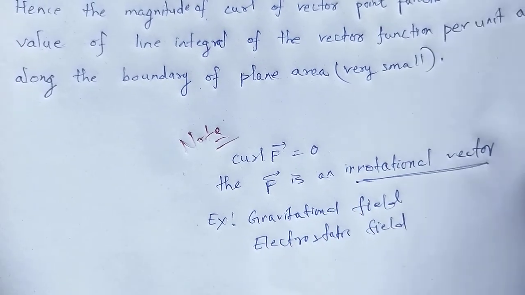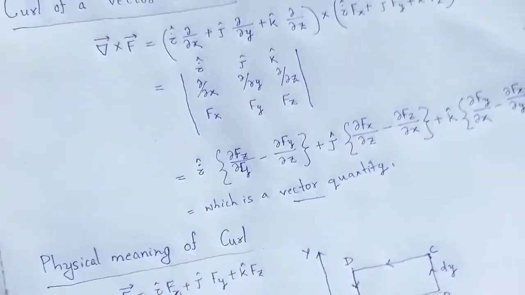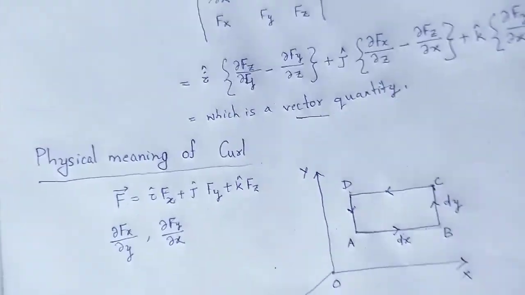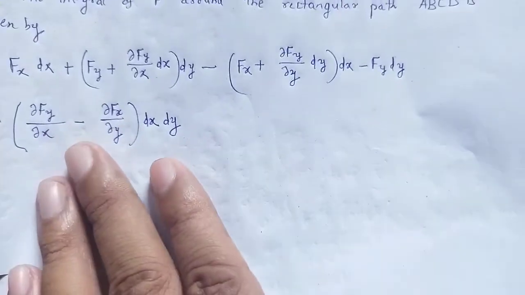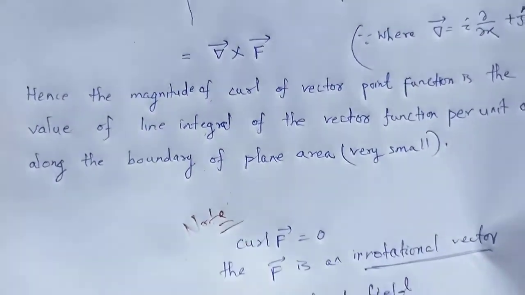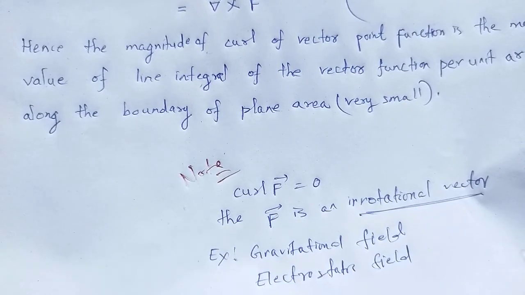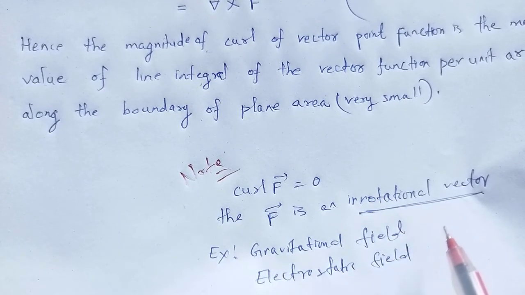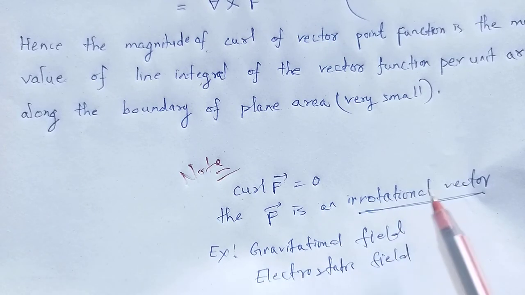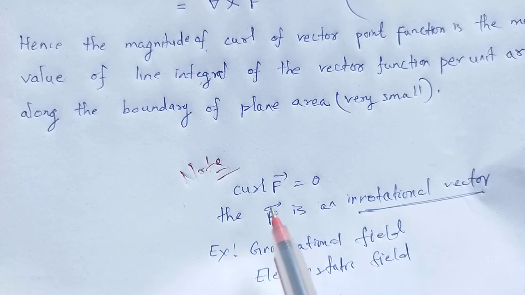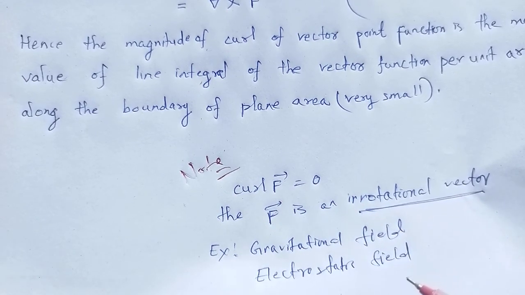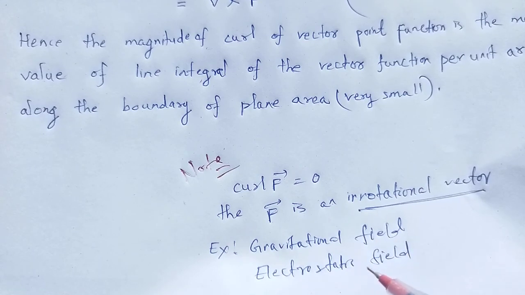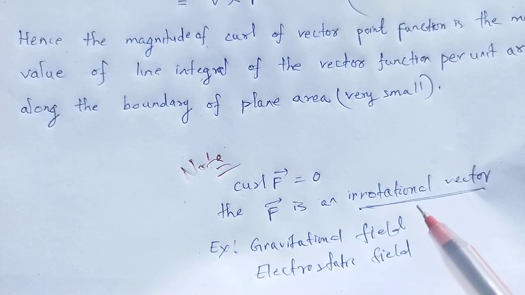So with the help of this video lecture, we studied the concept of curl of a vector function and its physical meaning. Finally, we get a note regarding how we categorize a vector as irrotational by using the concept of curl. If curl of that vector is 0, then we say that vector is an irrotational vector. And some examples like gravitational field and electrostatic fields are examples of irrotational vector.